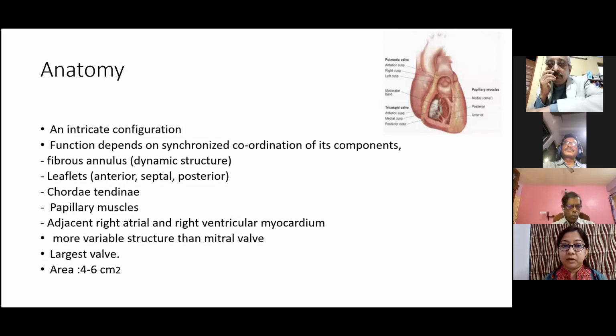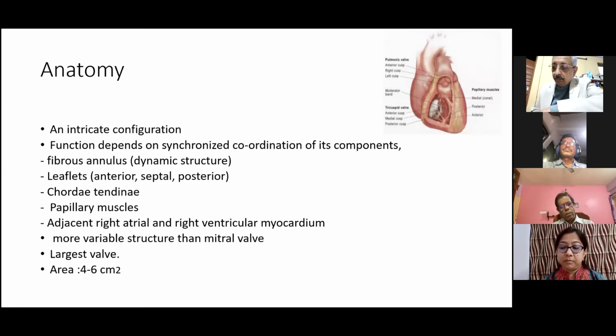Now the chordae tendineae, which attach the leaflets to the papillary muscles. The papillary muscles are mostly two, though it may vary from 2 to 3. The papillary muscles are anterior and posterior. The anterior and septal leaflets are attached to the anterior papillary muscle by the chordae tendineae, while the posterior and septal are attached to the posterior papillary muscle with the help of the chordae tendineae. The chordae tendineae can also remain attached directly to the right free wall.